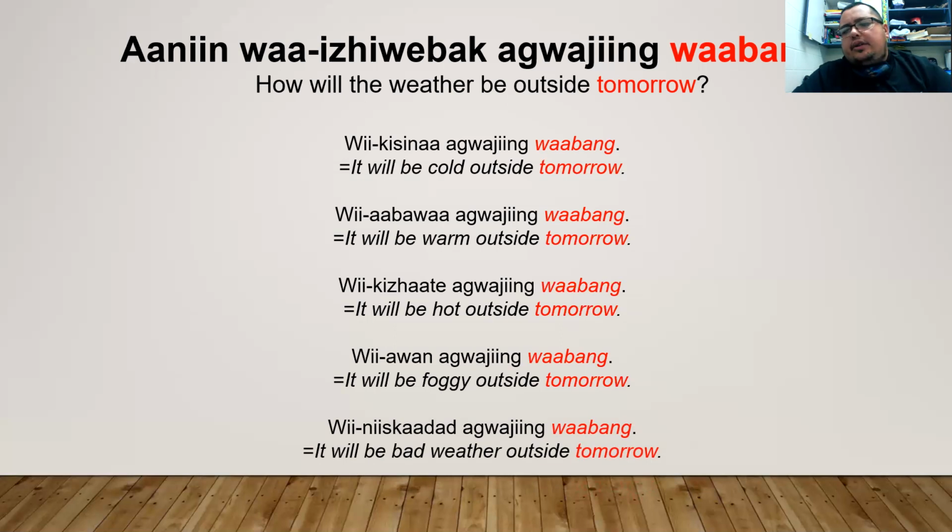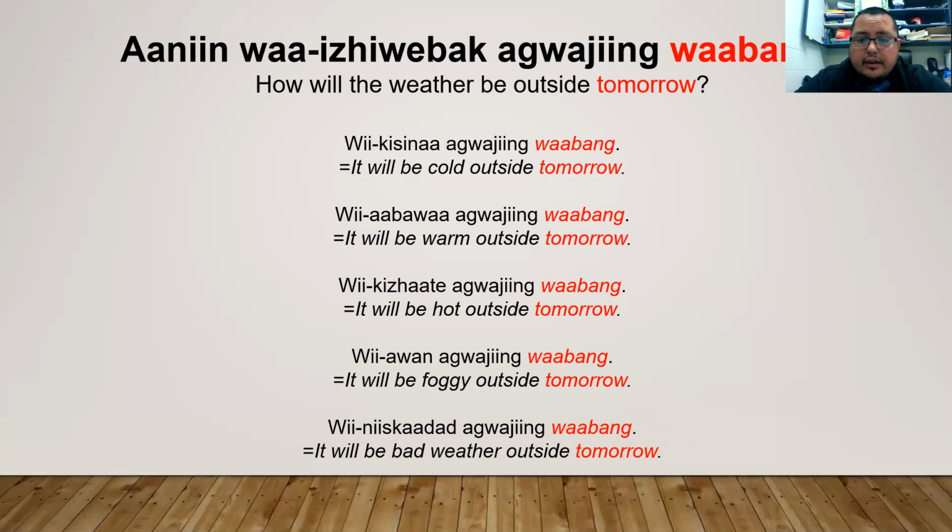And again, you don't necessarily need to say agwajing, because all the weather happens outside, so it's already built into our language that we don't have to express where this weather is happening. It's already happening outside. So, for example, adding ganabudge and then taking out agwajing, it would sound like ganabudge we kisana wabang.